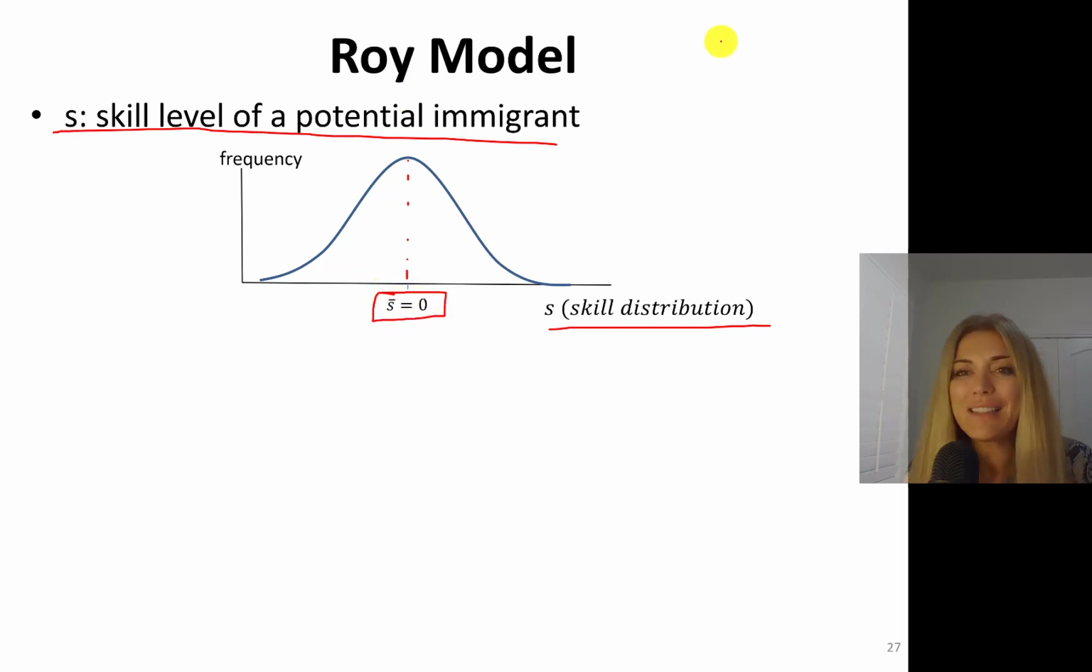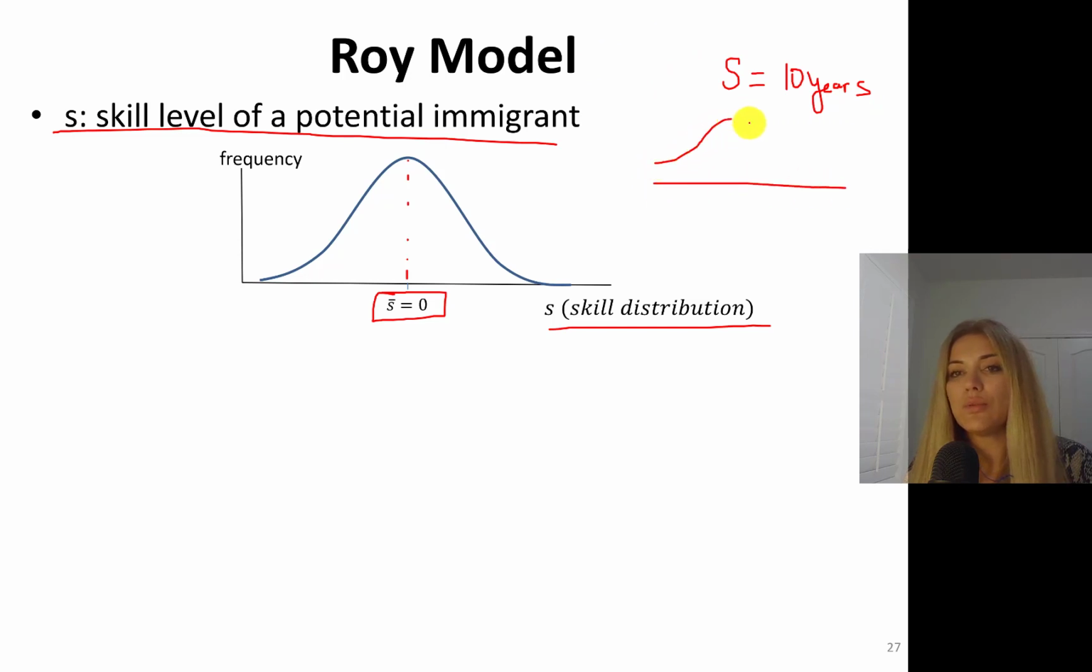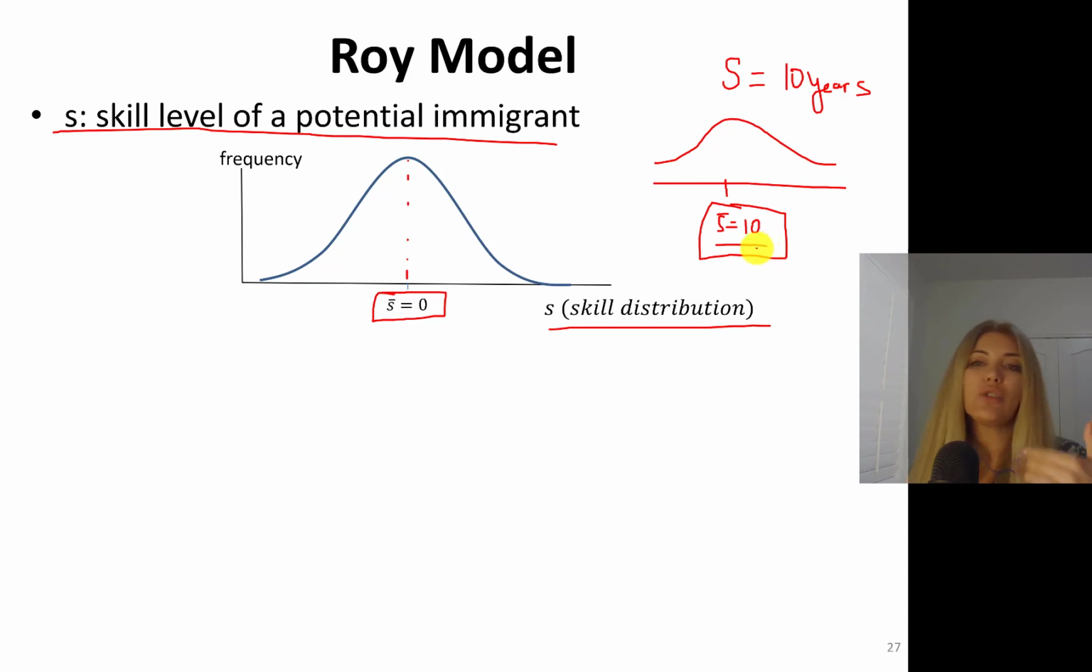What does this mean, Dr. G? Let's say we grab a country where the average years of education is 10 years. Ten is a number greater than 0, so S bar equals 10. For statistical purposes, we can normalize this distribution, doing a mean adjustment and standardizing the mean by setting it equal to 0.